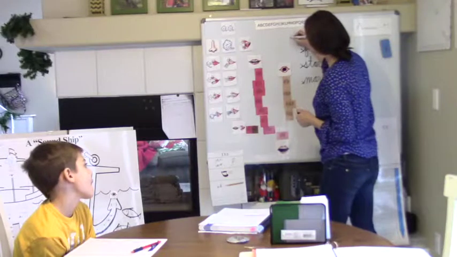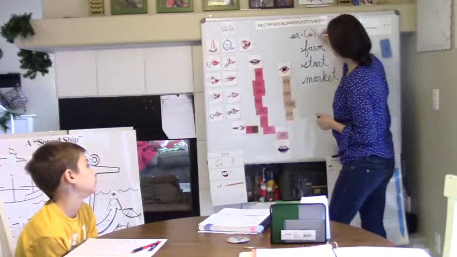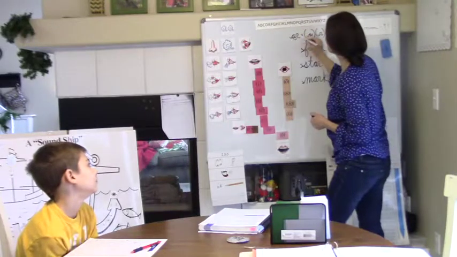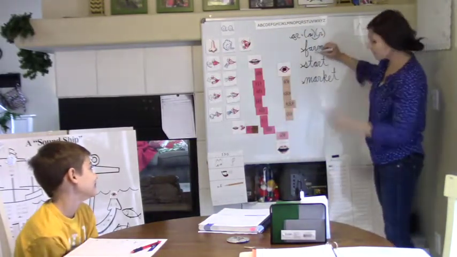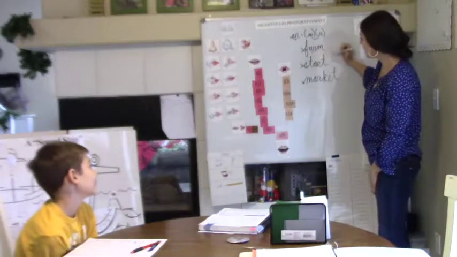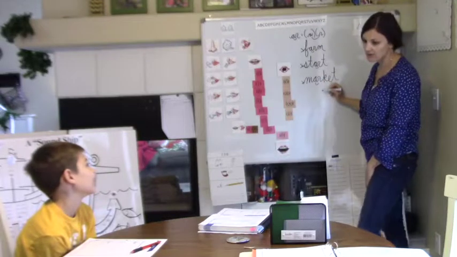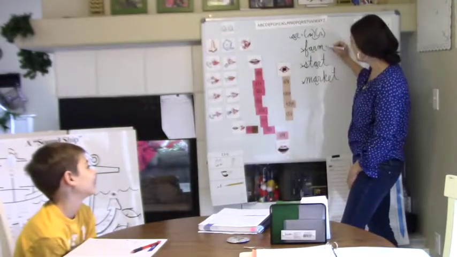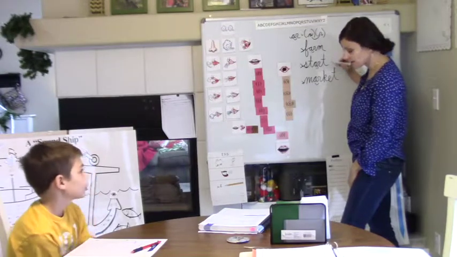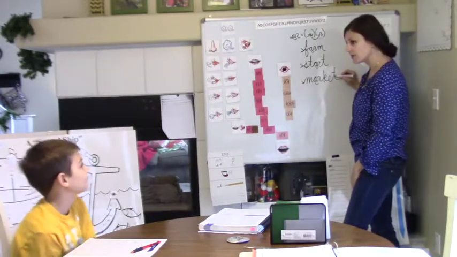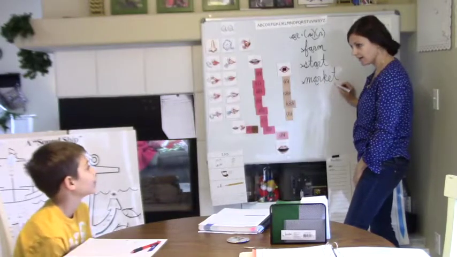So when we see combination AR, we read R, R, and we arc it. So in these words, when we code them, we're gonna arc combination AR, arc combination AR, arc combination AR, and we read farm, start. Help me with this one. Marker. Market.